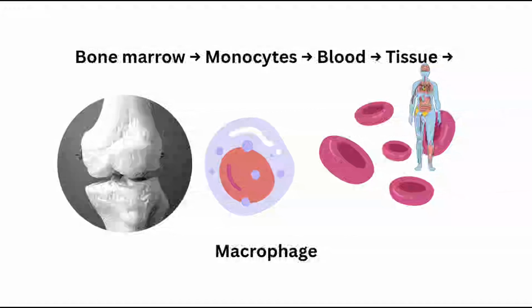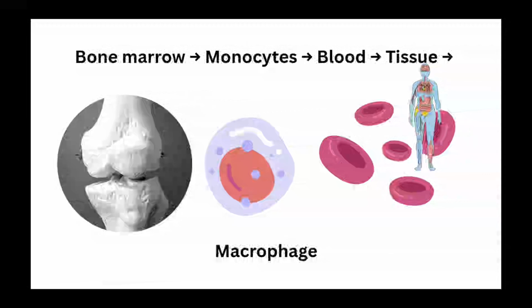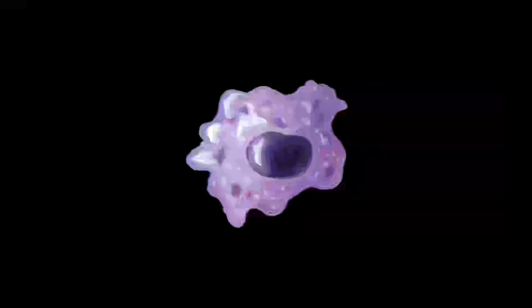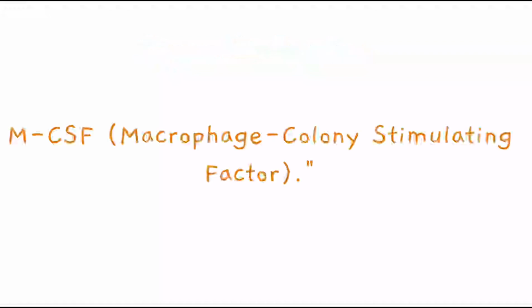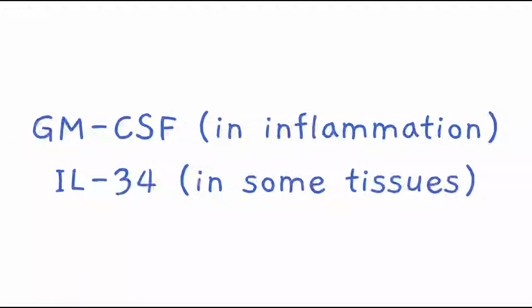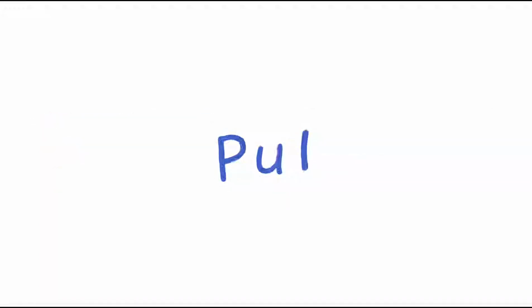In monocytes, first they circulate in the blood, then enter the tissue, and then differentiate into macrophages. Then the growth factors required for macrophages are M-CSF, the macrophage colony stimulating factor, GM-CSF, which is in inflammation, and interleukin 34 in some tissues, and the key transcription factor is PU.1.